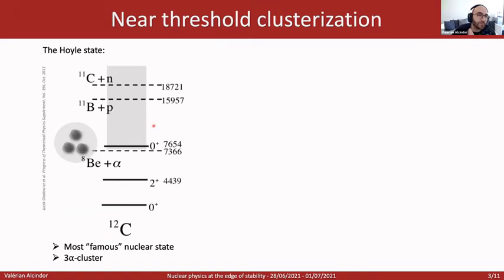So this, of course, has been presented multiple times, so I'm not going to give too much detail about it, except to say that this effect of nearby threshold is quite important, and that, of course, here you have the very famous Hoyle state. So in carbon 12, where you have this 3 alpha cluster structure just nearby the 0 plus, so 3 alpha particle emission threshold.